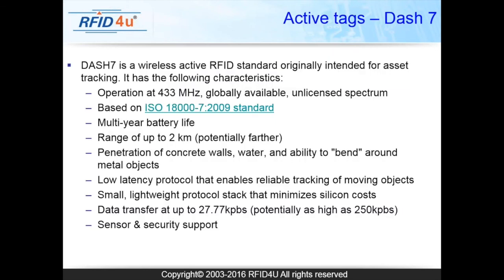Active tag -7 was a specialized standard that was added to the active tags. It's an RFID active standard. Originally it was intended for asset tracking, but it operates at 433 megahertz. Now this is the frequency at which the active tag transmits.